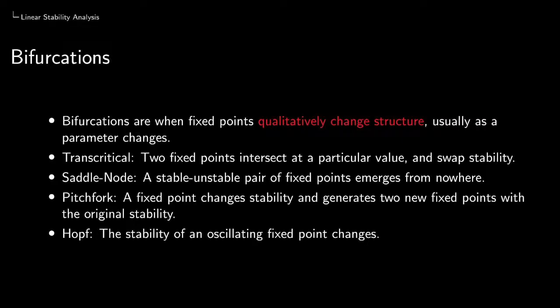There are four main classes of bifurcation. There is a transcritical bifurcation, where two fixed points intersect at some particular parameter value, and they usually swap stability. If you have a stable fixed point and an unstable fixed point, and they interact at some certain temperature, usually they will swap stability between those two points. Another one is a saddle node bifurcation, where out of nowhere you get a pair of fixed points. One will usually be some sort of stable or unstable node, and the other one will be some sort of saddle.